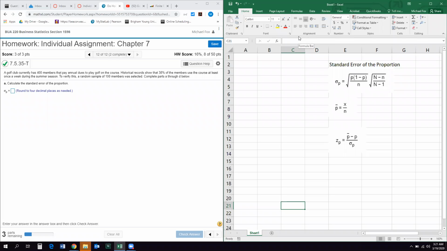Hi everybody, this is problem 7.5.35 or number 12 on the chapter 7 homework.